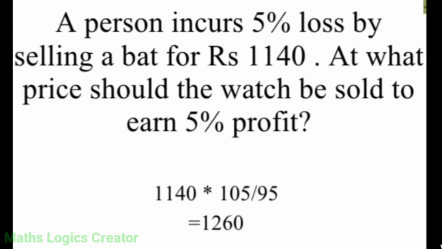The next question is: a person incurs 5% loss by selling a bat for 1140. At what price should it be sold to earn 5% profit? Simply, 95% is 1140, and he's asking 105% is how much. Remember to solve questions like this without lengthy calculations. The step is 1140 into 105 by 95. So the answer is going to be 1260.